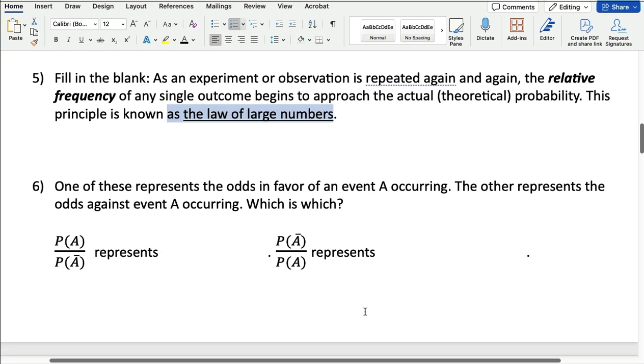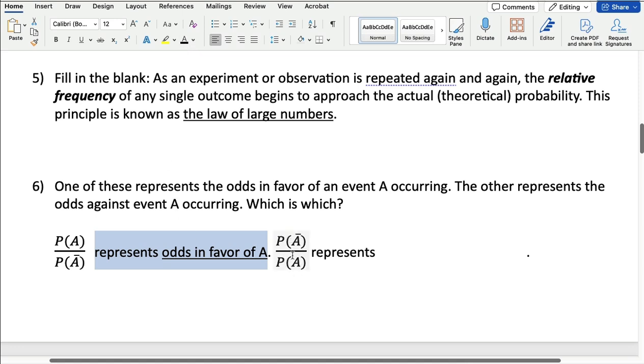Another vocabulary question here, number 6. One of these represents the odds in favor of an event A occurring. The other represents the odds against event A occurring. Which is which? I want you to notice the difference here. The first one is that you are dividing the probability of A on the top divided by the probability of its complement. So that represents odds in favor of an event occurring.